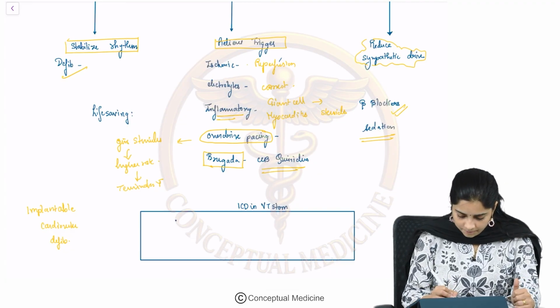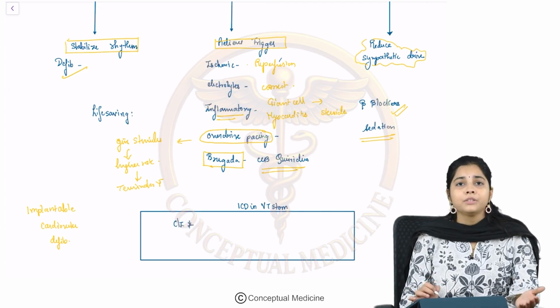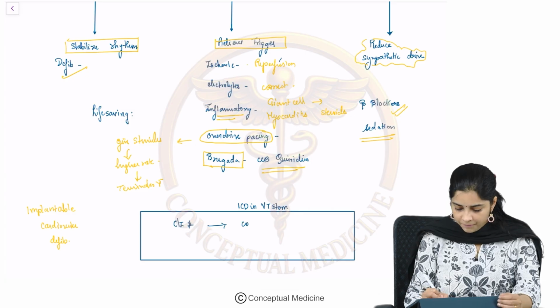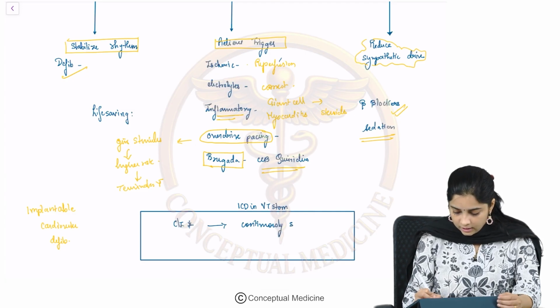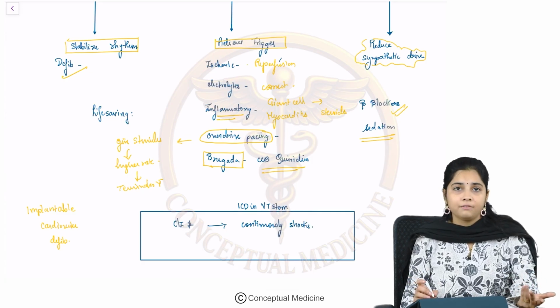or a VT storm, ICD is contraindicated. Why? Because there is no limit to how many shocks it will be giving. So, it will continuously keep giving shocks, right? So, you do not go ahead and put an ICD in a VT storm.